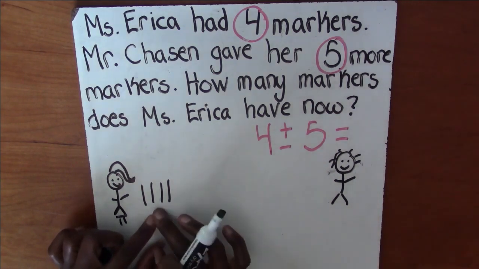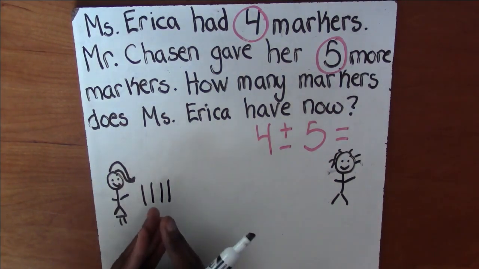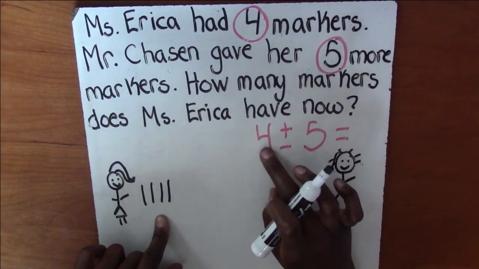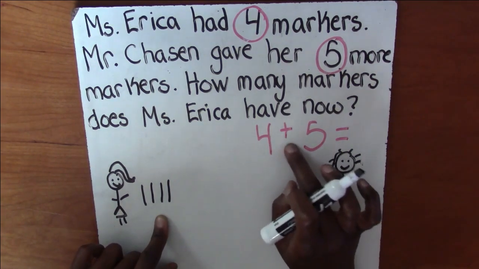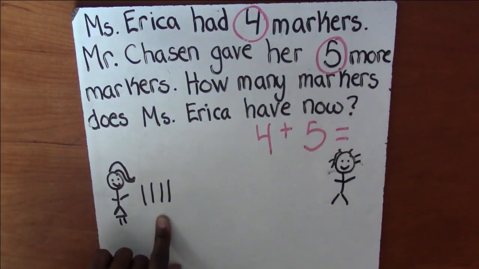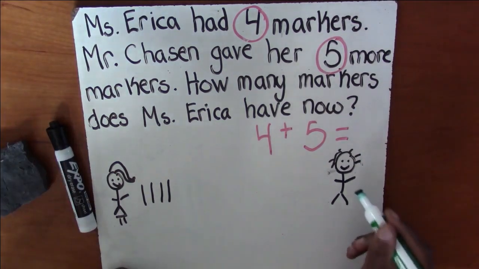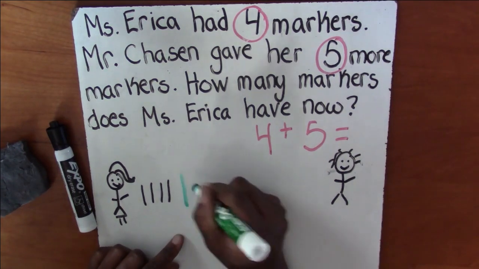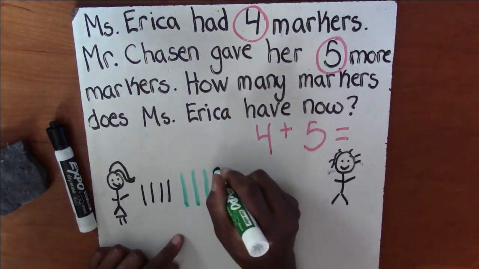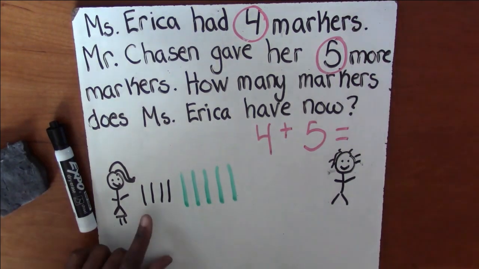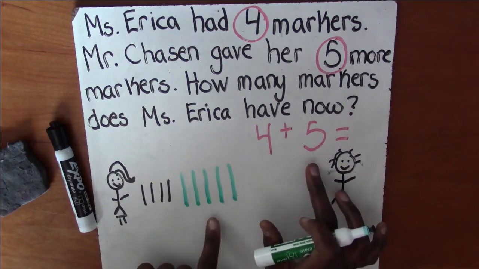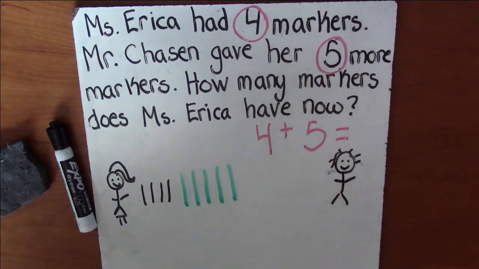Excellent job. If he gave me markers, then my number is going to get larger because he's giving me 5 markers. That means that I'm going to add 5 markers. So this is an addition problem. So Mr. Chasen gave me 5 markers. Okay, I'm going to make his markers green. And he gave me 5 markers. 1, 2, 3, 4, 5. So I have 4 plus 5. 4 plus 5.